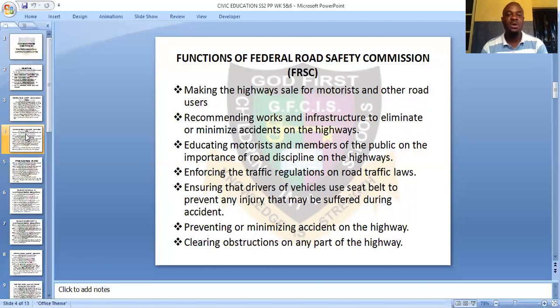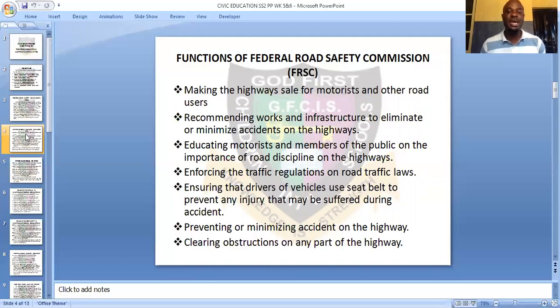Another one is recommending works and infrastructure to eliminate or minimize accidents on the highway. That is, when there is maybe a little pothole, the road is getting bad, they will be the ones to recommend to the Ministry of Works and Infrastructure in order to reduce accidents on our highway.